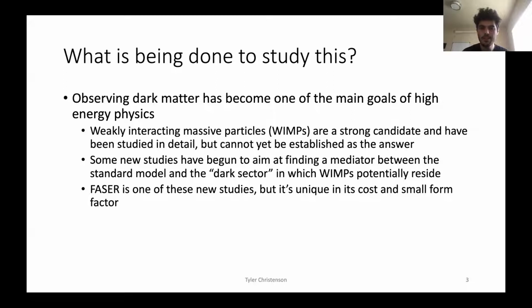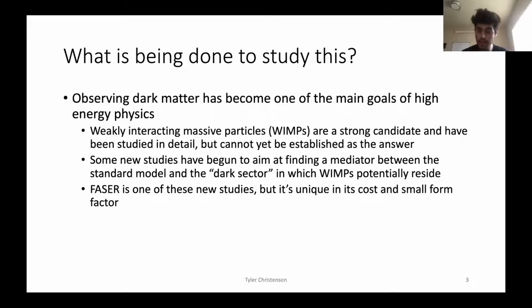And so what are we doing to actually study this? So dark matter has become one of the main goals of high energy physics, to no one's surprise. These things called weakly interacting massive particles, or WIMPs for short, are the main candidates. And they've been studied quite a bit in detail, but they haven't yet been observed. So that's kind of the caveat.